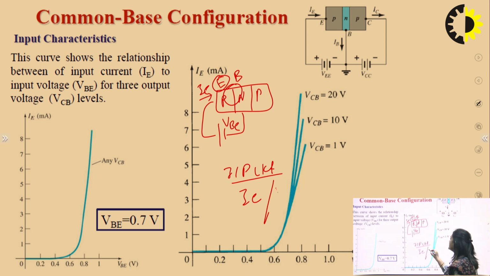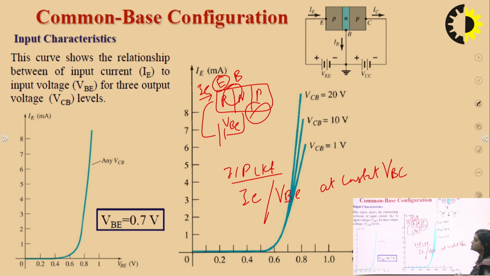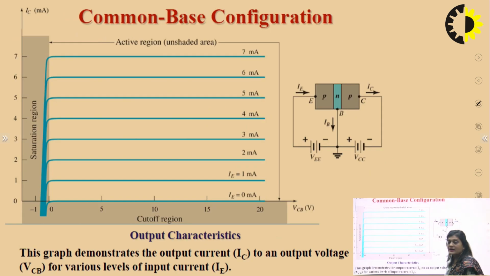So this will be plotted in between IE and VBE, keeping the output circuit voltage constant. The output circuit voltage is VBC, applied in between the base and collector, and the input circuit voltage is VBE. This input characteristic is plotted between IE and VBE in a manner so that the PN junction diode is in forward bias, because in forward bias the characteristic looks like this. So this is VBE and this is IE, plotted at constant VCB. So this was the input characteristics curve.